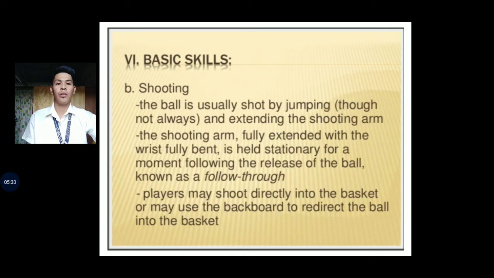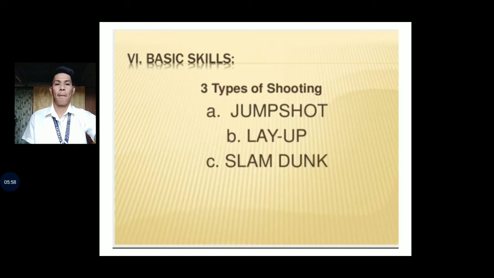The ball is usually shot by jumping, though not always, and extending the shooting arm. The shooting arm, fully extended with the wrist fully bent, is held stationary for a moment following the release of the ball, known as follow-through. Players may shoot directly into the basket or may use the backboard to redirect the ball into the basket. Okay, there are three types of shooting.